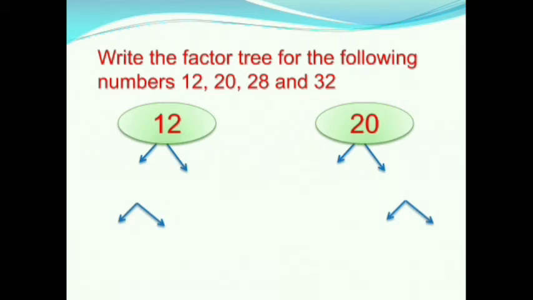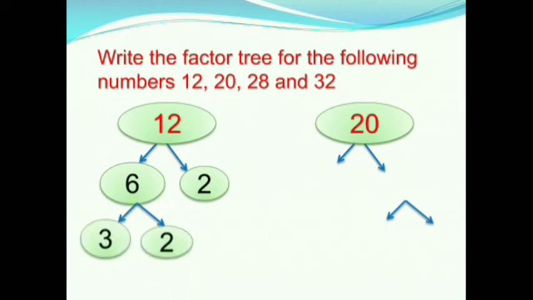Now we will write the factor tree for the following numbers. First we will write for 12. First we will write any two factors of 12. They are 6 and 2. 6 is not a prime number. So 6 can be further divided into 3 and 2. Now we got all the numbers as the prime factor.